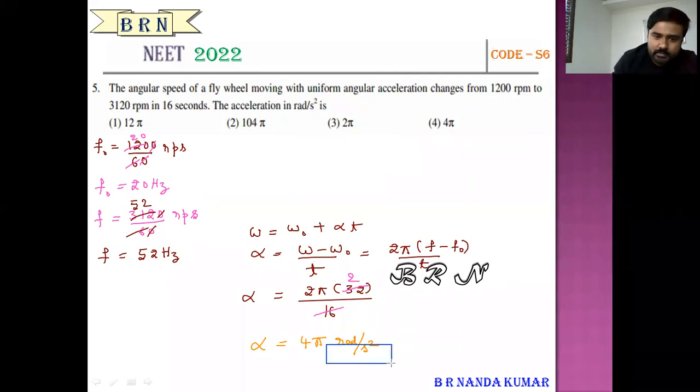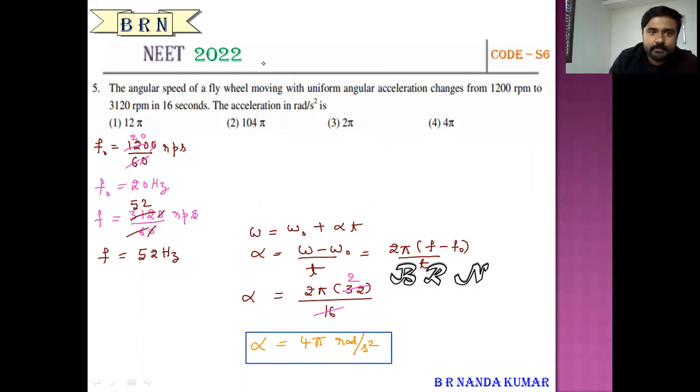These are not the options. Now the right answer: the acceleration is 4 pi radian per second square. So the right answer is option 4.